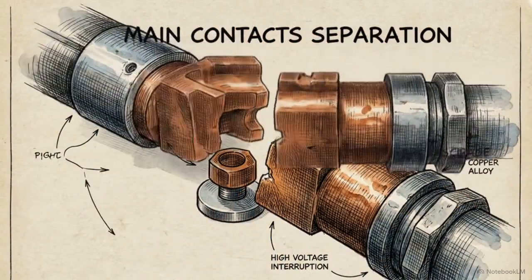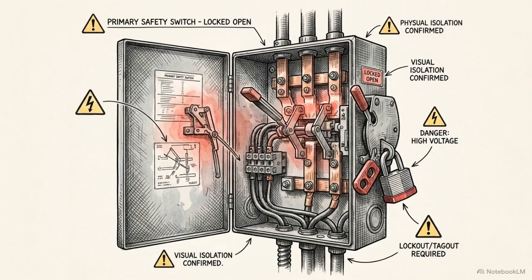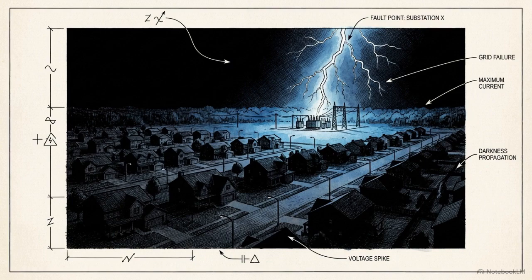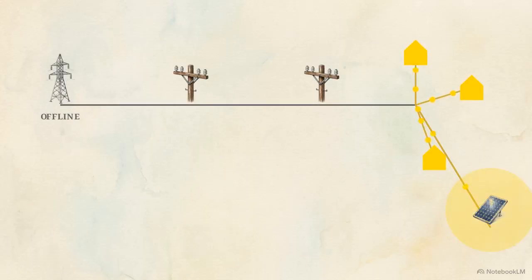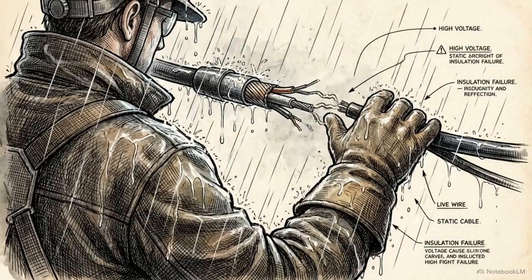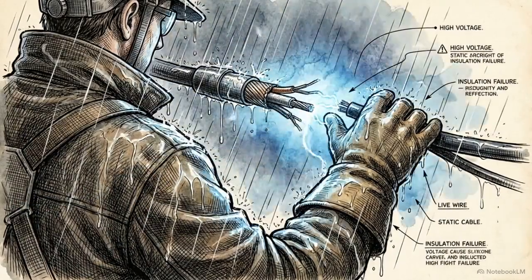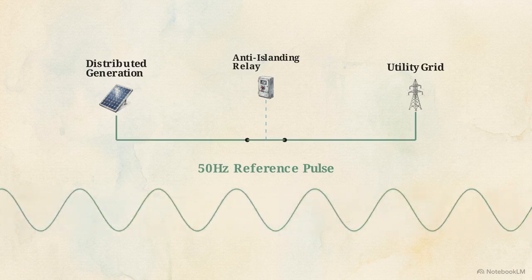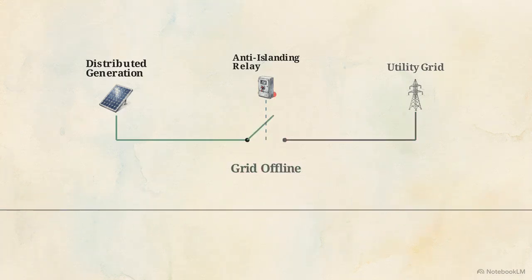There is one final, non-negotiable protection mechanism required at the point of common coupling: anti-islanding. Consider a critical scenario. A major fault knocks out the primary 20 kilovolt substation, cutting all power to the distribution feeder. Without anti-islanding protection, the local solar array might attempt to keep the neighborhood running, unknowingly backfeeding 20 kilovolts of power into a line that should be dead. This creates a lethal hazard for utility linemen who are dispatched to repair what they assume is a safely de-energized cable. The anti-islanding relay actively detects the loss of the main grid's 50 Hz reference pulse and triggers a mandatory, life-saving trip of the generator.